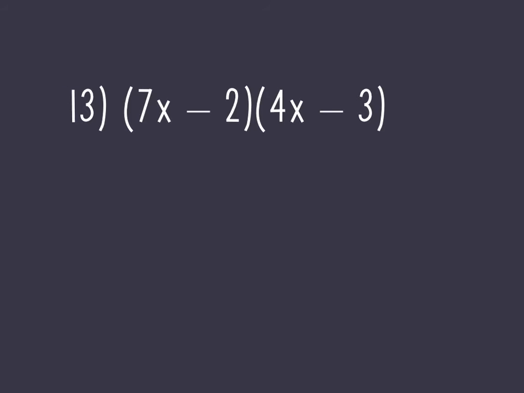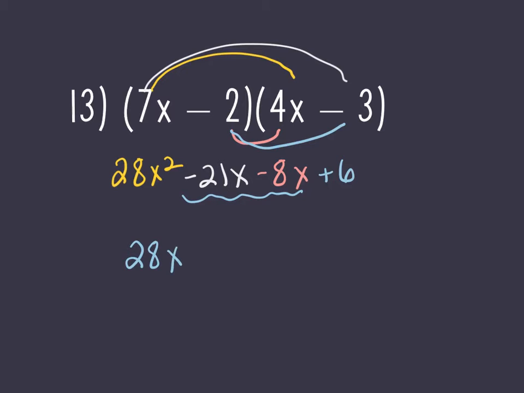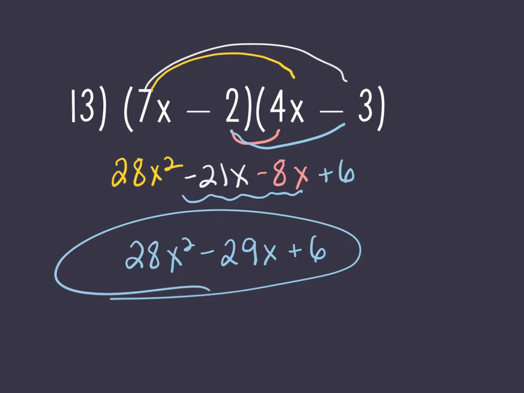And 13, 7x times 4x, 28x squared. 7x times negative 3, negative 21x. Negative 2 times 4x, minus 8x. Negative 2 times negative 3, positive 6. Combine my like terms. 28x squared minus 29x plus 6.